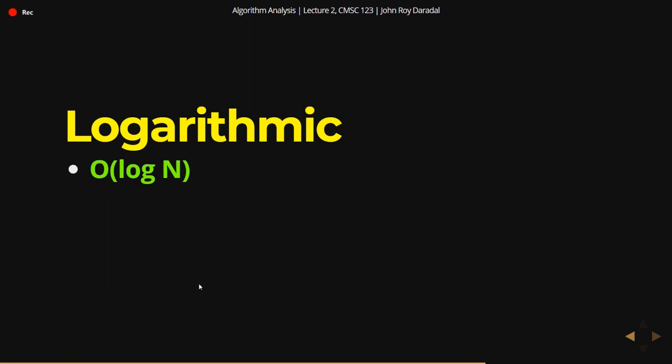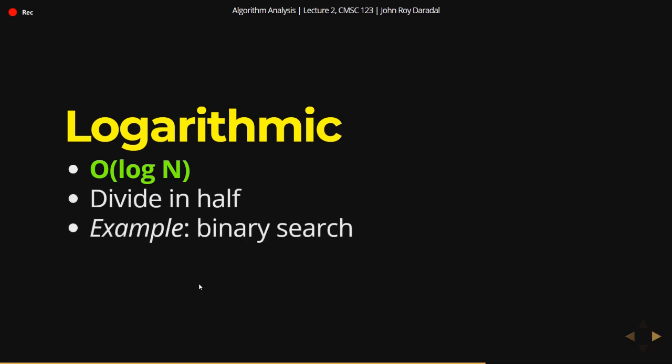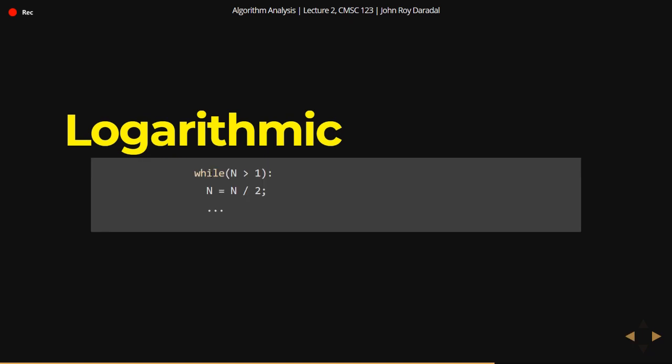Next, we have the logarithmic running time, or O of log n. So this is when we try to divide in half, like in binary search. So the code for that will look something like this. So while n is greater than 1, then you divide n by 2. So it will be divided by 2 each iteration. So for example, from 16, it becomes 8, it becomes 4, it becomes 2, it becomes 1. So that is a logarithmic running time.